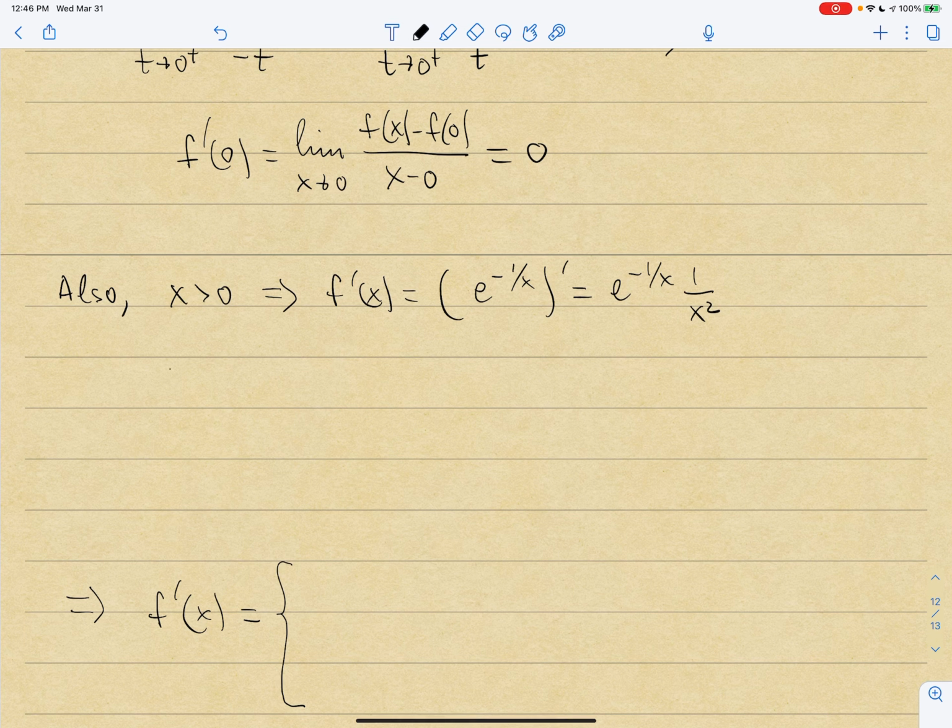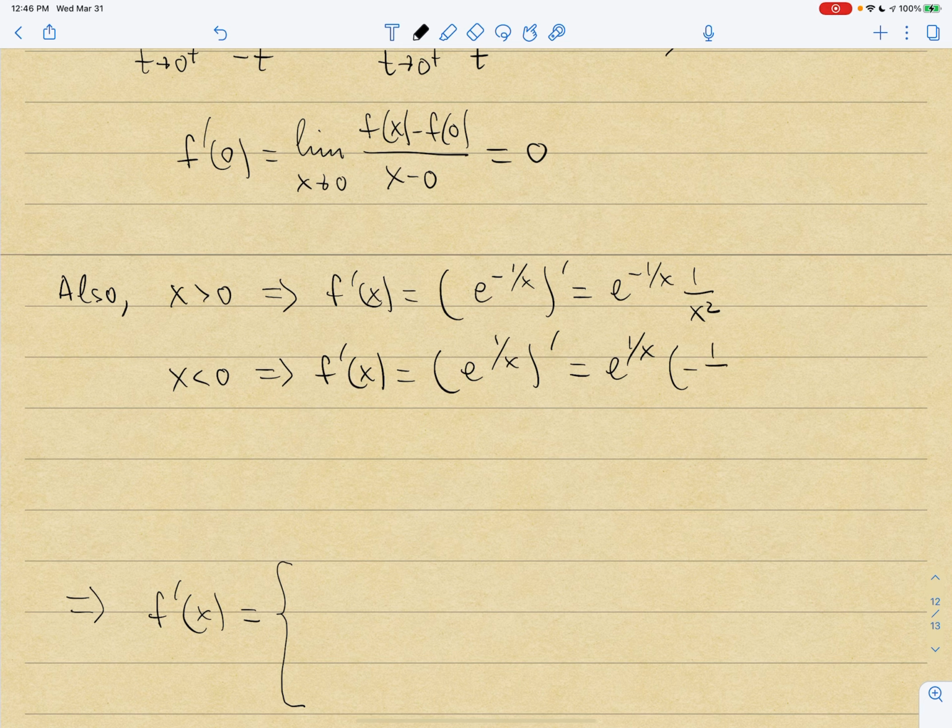And if x is less than 0, then the absolute value of x is minus x. So again, this is e to the 1 over x, and the derivative of that is minus e to the 1 over x times the derivative of 1 over x, which is minus 1 over x squared.